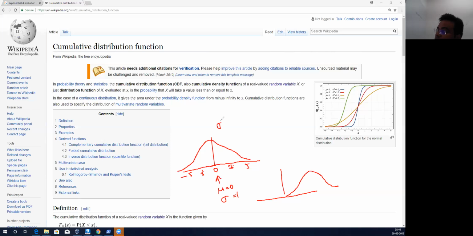This is the formula for standard deviation: the sum from i equal to 1 to m of (x_i minus x bar) whole square. This is the square of standard deviation, so the square root of this is known as standard deviation. This is known as variance and that is known as standard deviation. So remember, the CDF of the standard normal distribution at the mean is 0.5.